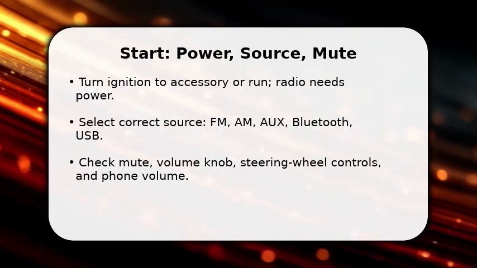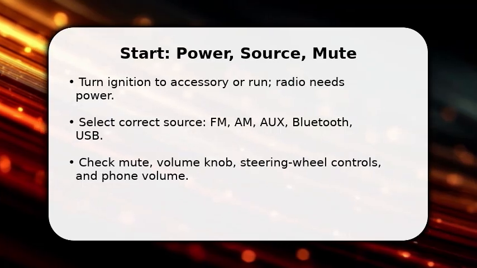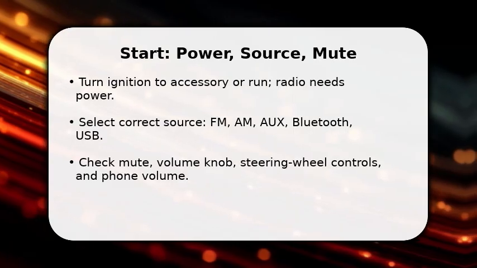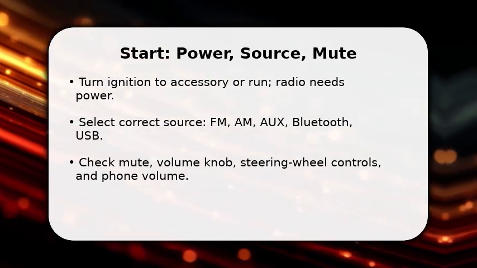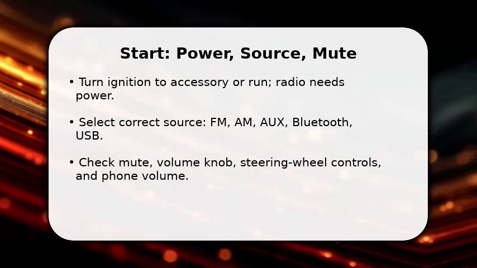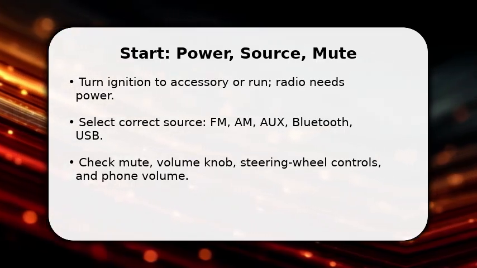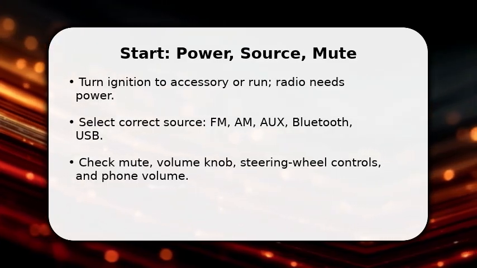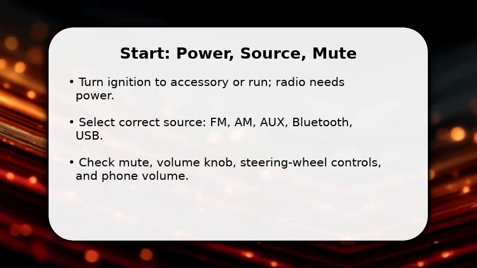You start by powering the radio and choosing the correct source so you isolate where sound should come from. First, turn ignition to accessory or run. That powers the head unit. Next, make sure the radio isn't muted and the volume knob isn't stuck. Also check your phone or Bluetooth device volume and steering wheel controls.